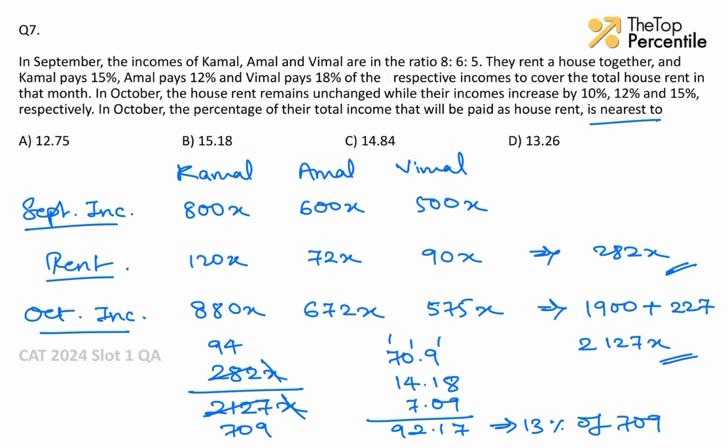Sorry. This is 13%. This is 10% of 709. This is 2%. And this is 1%. So I have 13% of 709 as 92.17. 14% will be somewhere around 99. So obviously it will exceed 94. So the answer should be between 13% and 14%. So I have only one option that satisfies, which is option number D.